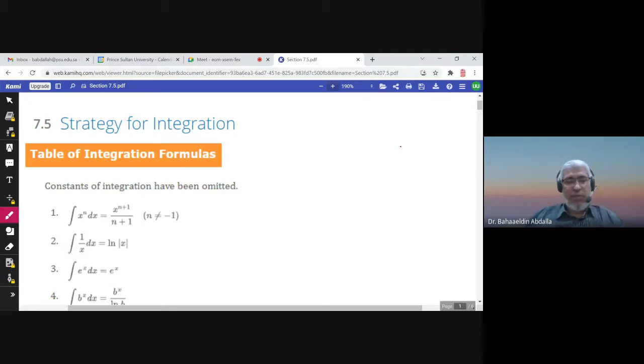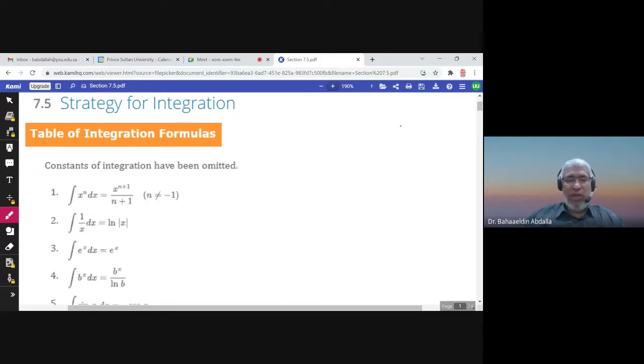This is section 7.5, strategy for integration. You have to study well the first four sections, or maybe also chapter 6, substitution, the usual substitution, techniques for integration, to be able to understand this section or go with it, because this section is only for students who studied the previous sections about integration.